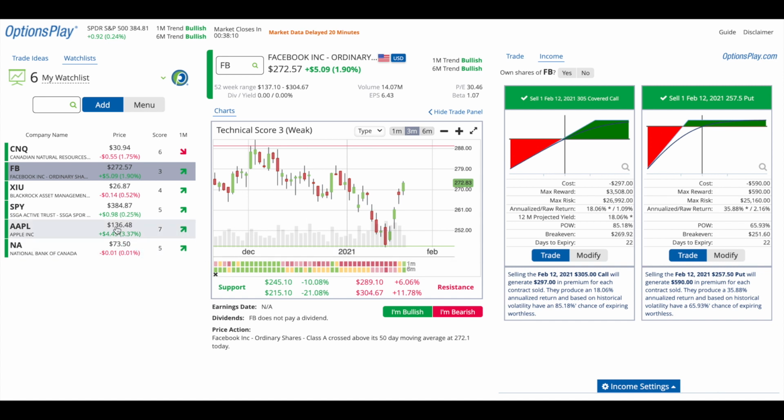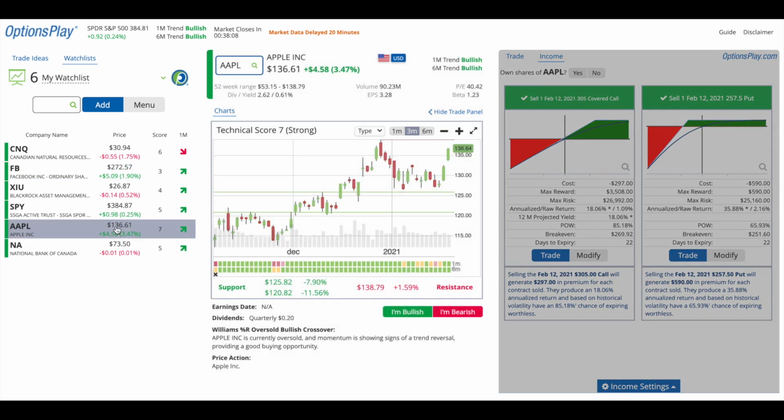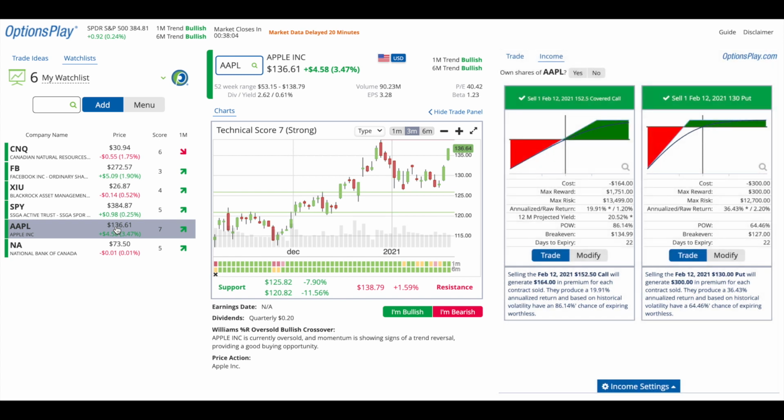And once you do that, you can click on any symbol of a stock that you either own or stock that you want to own. And OptionsPlay will do the same thing as the trading tab by displaying to you an optimal expiration date and strike price as a starting point.